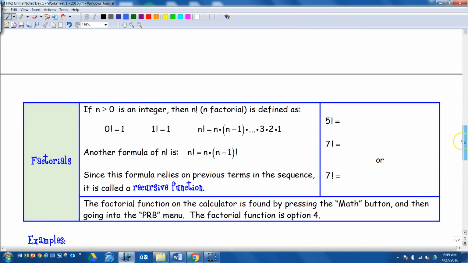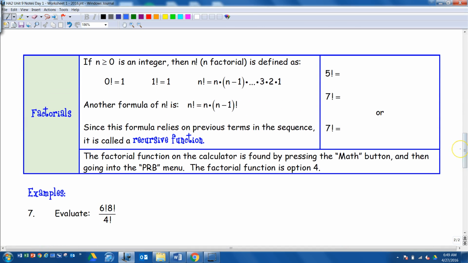Okay. Next, a factorial. All right, when you see an exclamation point, it's not that the number is really excited and exclaiming something here. It is a mathematical operation, which means that, first of all, 0 factorial and 1 factorial are defined as 1, so that's fine. N factorial means you just take the number that it is and multiply by all of its previous terms. Another formula is saying that if you have n factorial, it's n times the previous one factorial.